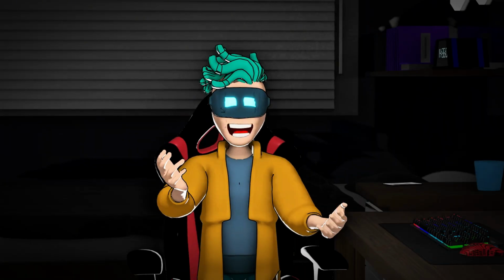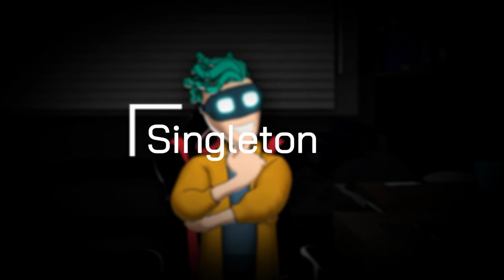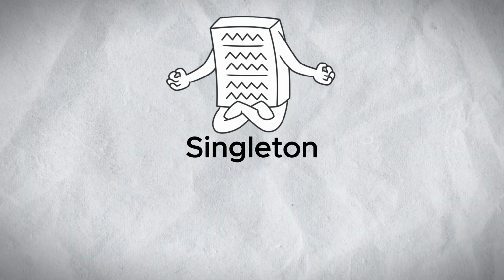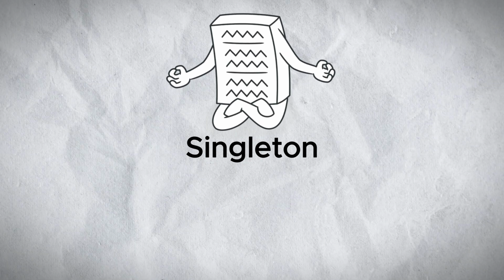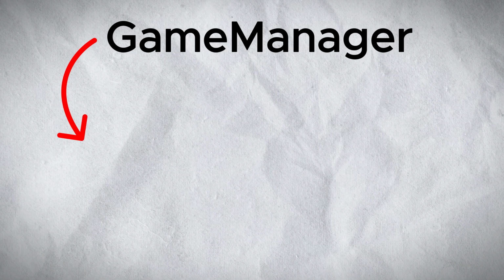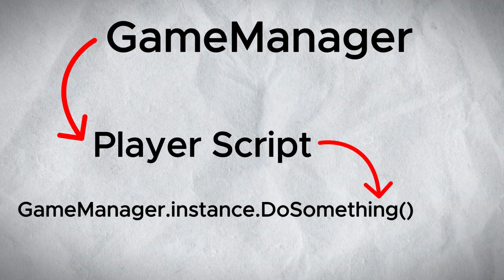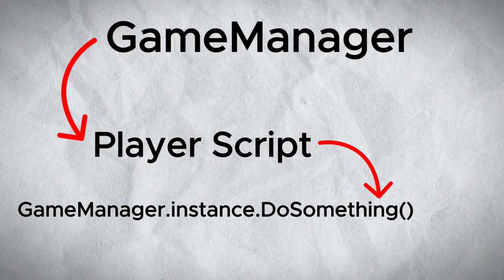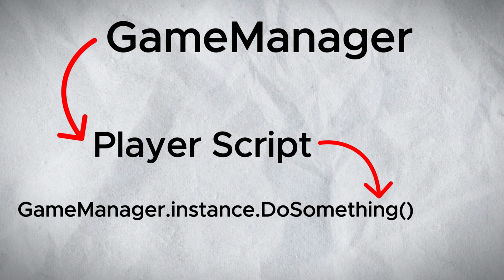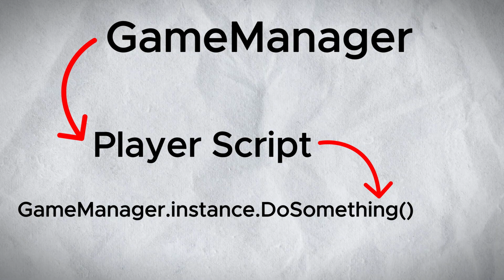For those not familiar, let me explain what singletons are in a practical way. A singleton is a design pattern that ensures you have only one instance of a class that can be accessed globally from anywhere in your code. For example, if you have a game manager singleton, any script can access it by simply writing gamemanager.instance.do something. This makes it very convenient to access important game systems without having to manually connect references between scripts.